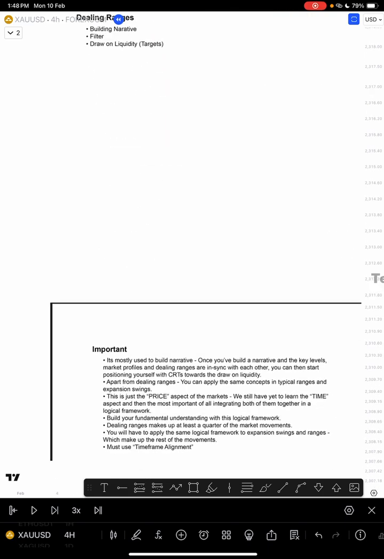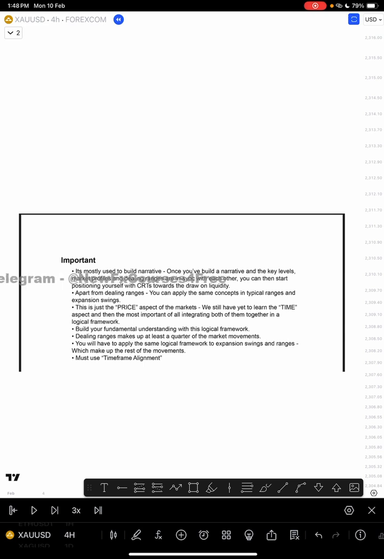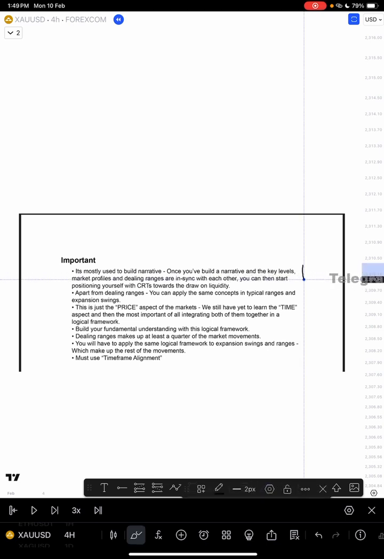So going lower, an important note for you all. It's mostly used to build narrative. Once you have built a narrative and key levels, market profile, and daily range are in sync with each other, you can then start positioning yourself with CRT towards the draw on liquidity. So apart from daily ranges, you can apply the same concept in typical ranges and expansion swings.